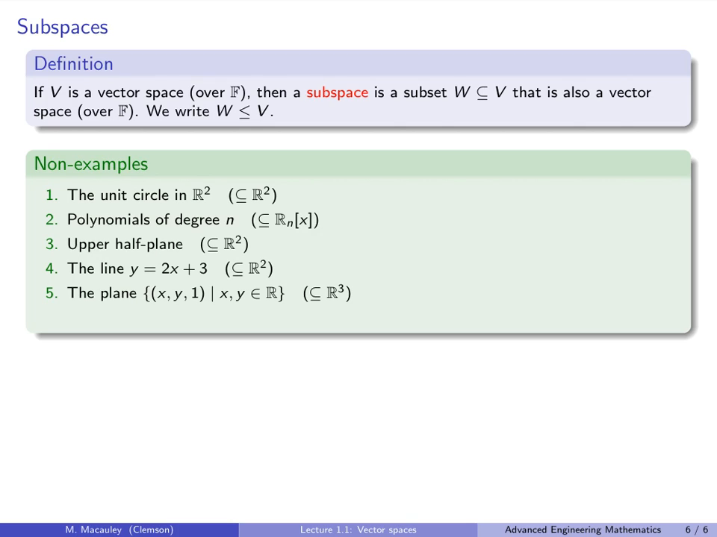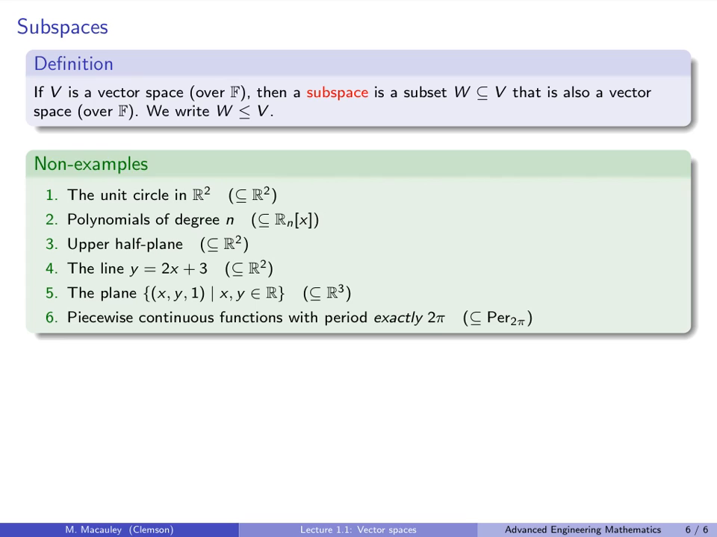The plane of height 1 in three-dimensional space, or in R3. So that looks like a plane, but it's not through the origin. So it does not contain the zero vector, and it is not a vector space, and hence not a subspace of anything.